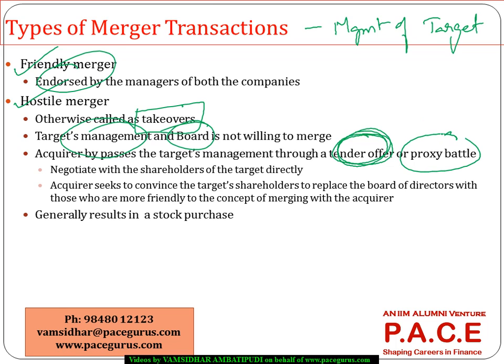Or it can start a proxy battle, wherein it can talk to the shareholders to replace the board with people who are in favor of the merger. So probably the existing directors, the existing members of the board, it wants to be replaced so that new people come in favor of the merger. So these are some of the things it can do, especially when there is a hostile takeover, especially when the target's management is not willing for a takeover, they can get into all these kinds of activities.